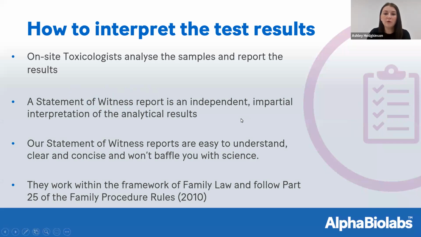Brilliant. So we're going to move on now to, we've decided what type of sample we're going to take, how long that will cover and what drugs we're testing for, but how do we interpret the results once they arrive? So there's two types of options for your drug test results. The first one is known as a certificate of analysis.